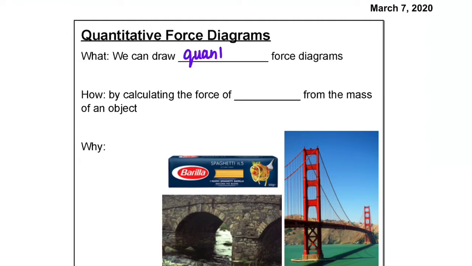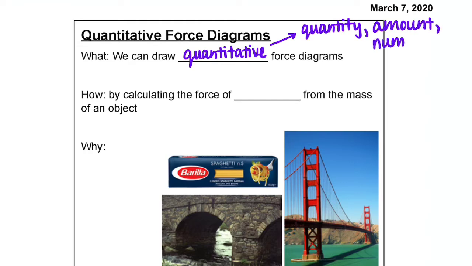a quantitative force diagram. Now, I believe I've said this word before and we've mentioned what quantitative means, but I'm just going to explain again to make sure everybody knows. Quantitative comes from the word quantity, which is really a word for amount or a numerical value. So in our diagrams now, we're going to have vectors with numerical values associated with them. So not only are we going to look at the length of our vectors, but we're going to look at the actual numerical value that goes with them to see if they're balanced or unbalanced.